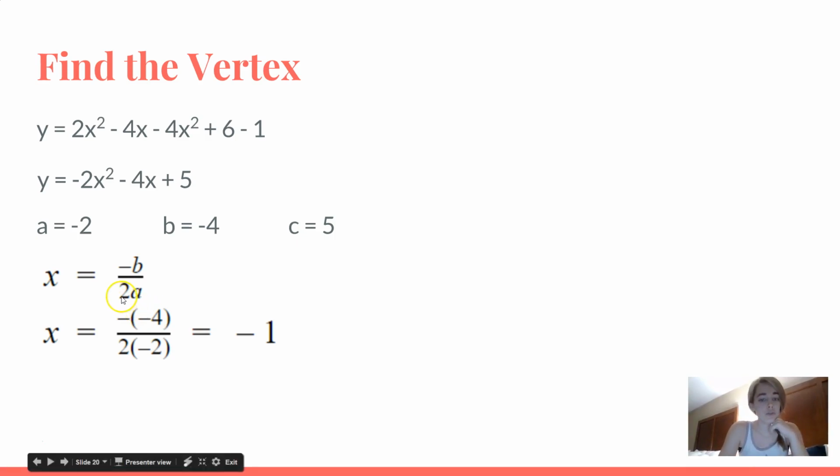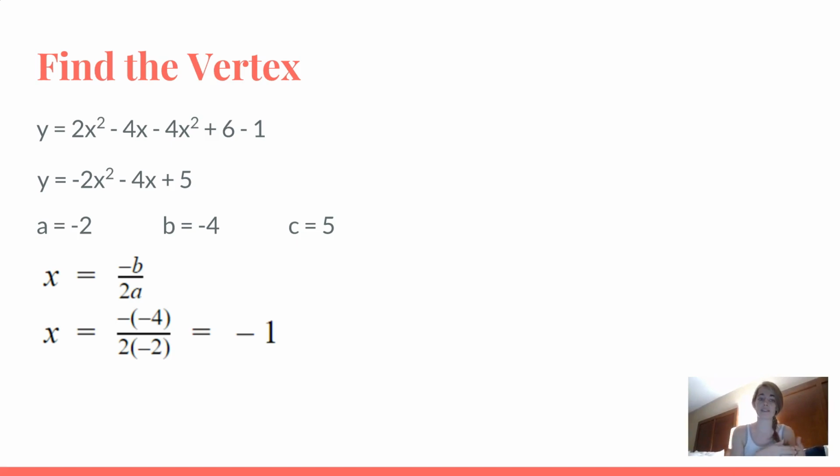Then we're going to do 2 times our a value. So substitute -2 in for our a. That's why I got this equation down here. Negative -4 is 4. 2 times -2 is -4. Divide those. 4 divided by -4 is -1. We have now found our x value of our vertex, just the first piece.